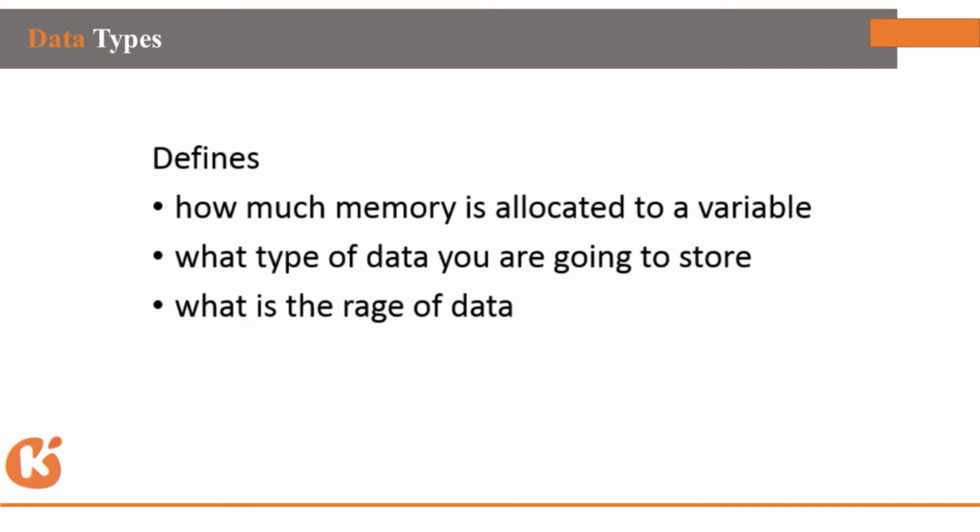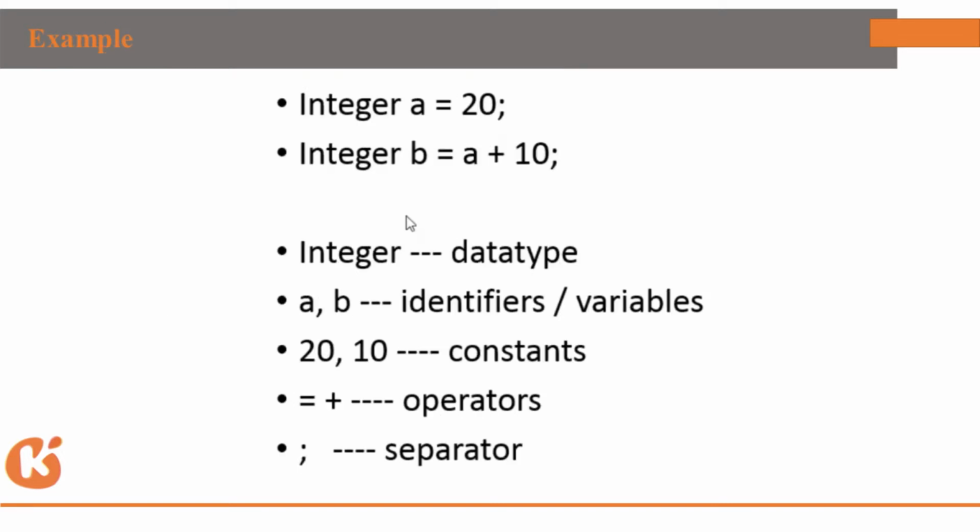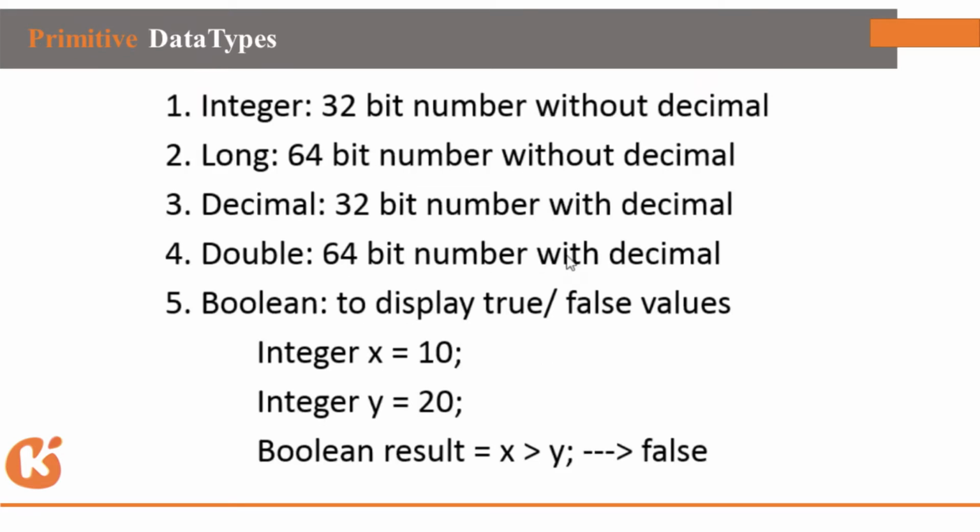Now we'll see one by one. So we have a few primitive data types. These we call primitive. The first one is integer. So we have seen integer a equals 20. Here, what is an integer? If you are going to store a 32-bit number without decimal, then go for integer. For example, experience, age. If you want to store such kind of data, then go for integer.